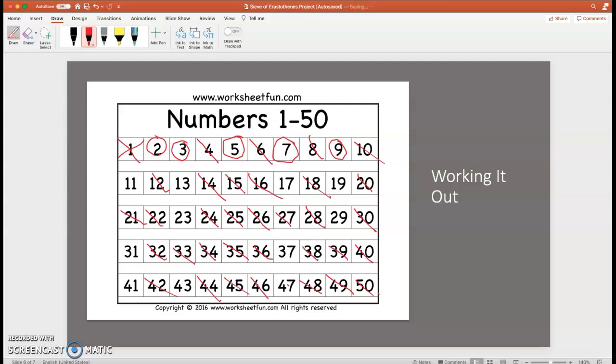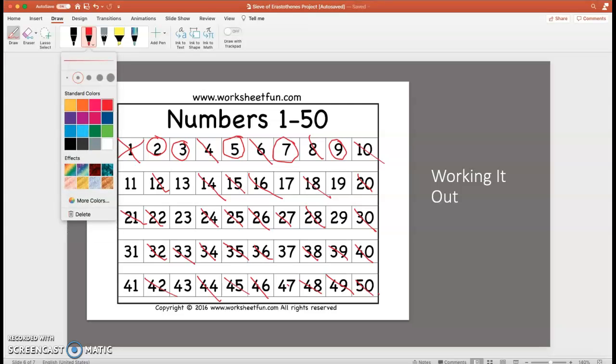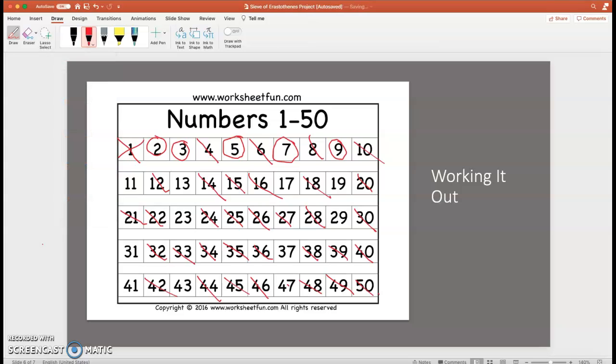You see, we stop at 7 because 11 squared is higher than 50. So therefore, according to that rule, we no longer continue the process.